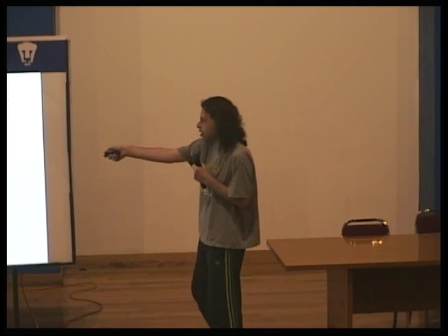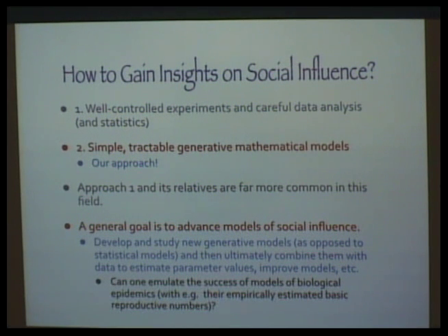Okay, so how can we gain insights? The most common thing that people do, the social scientists and the statisticians, and I think there are quite a few computer scientists involved as well, is well-controlled experiments and careful data analysis and statistics. People doing data analysis on Twitter data are usually taking this first type of approach.